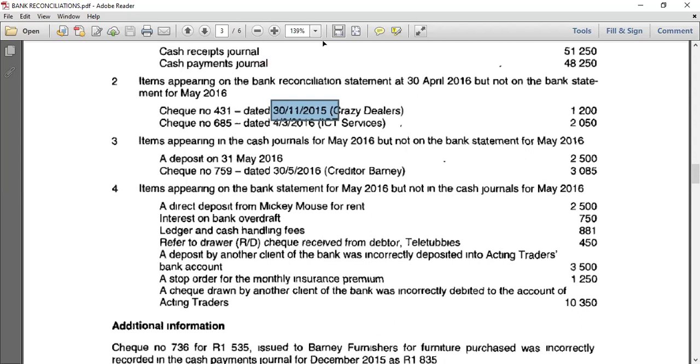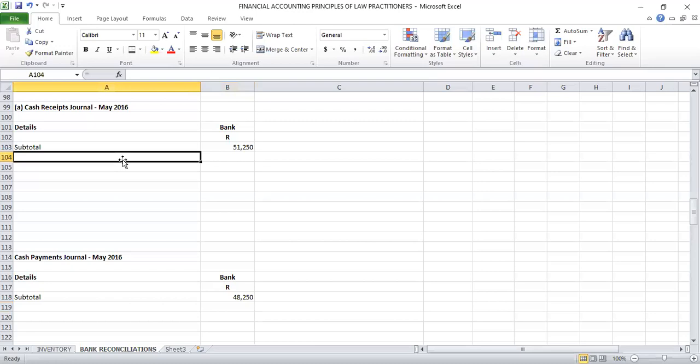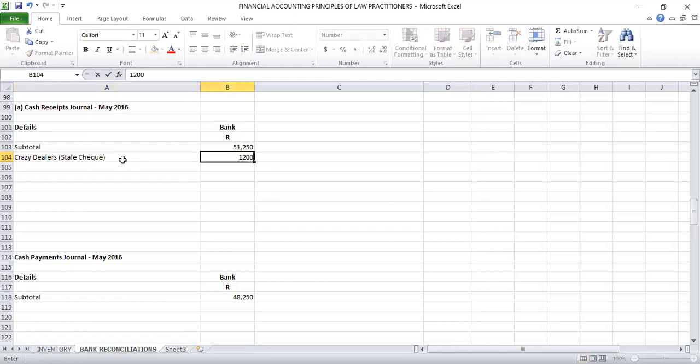A stale check will go in the cash receipts journal. Why? Because it's a check that was recorded when we paid the person, but that check is no longer valid, so it has to be reversed. So we record it in the cash receipts journal. That will be Crazy Dealers, stale check.